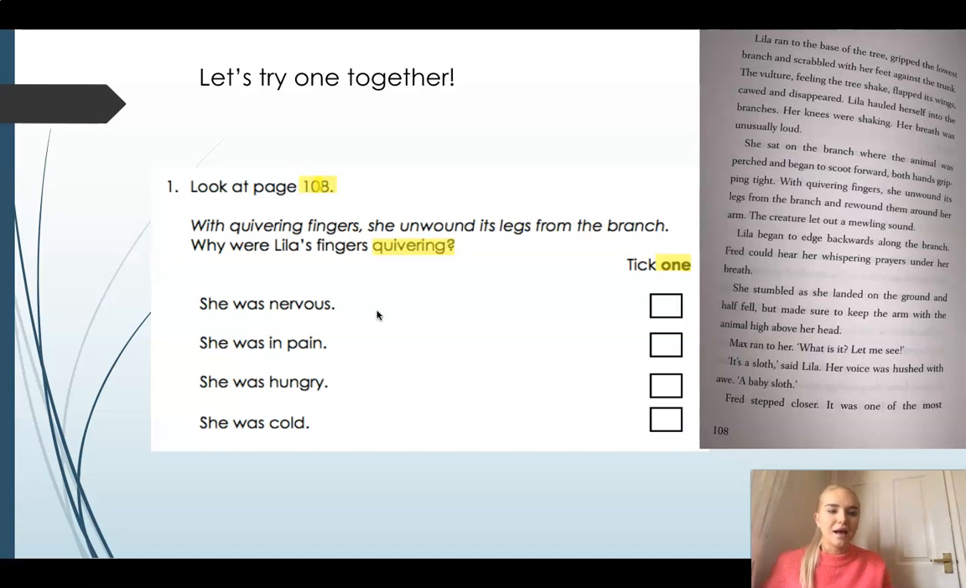Once I've done that, I can now find the exact quote in the text, and you can see that I've highlighted it. I've gone to page 108 and I've highlighted, "with quivering fingers, she unwound its legs from the branch." Now, what should I do now that I've found the quote in the text?